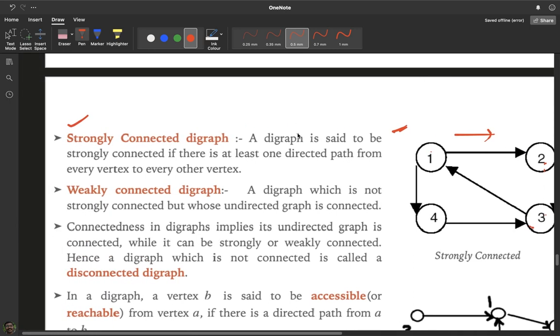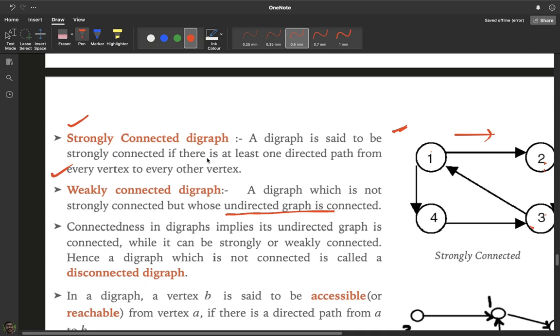And what is a weakly connected digraph? A weakly connected digraph is, first of all, a connected digraph, but it will not have a directed path from every vertex to every other vertex. You cannot find a directed path between every pair of vertices, but it will be connected in the usual sense. So we say that a digraph which is not strongly connected, but whose underlying undirected graph is connected, is called a weakly connected digraph.